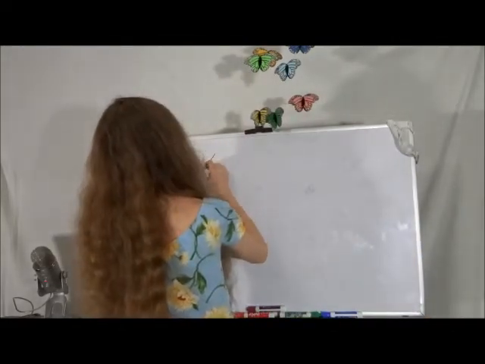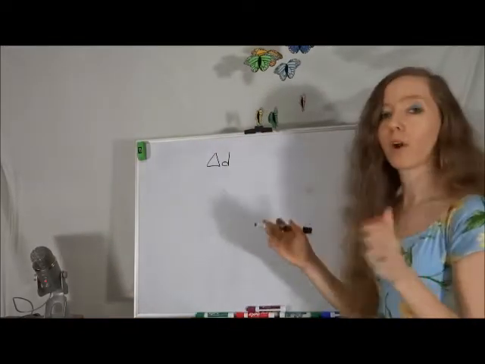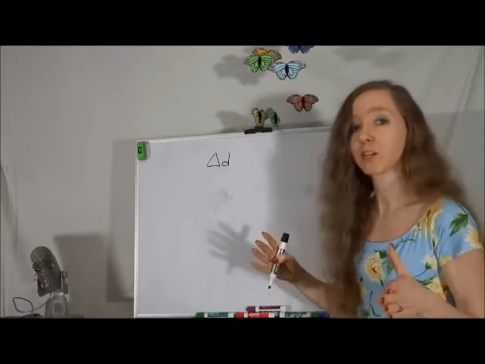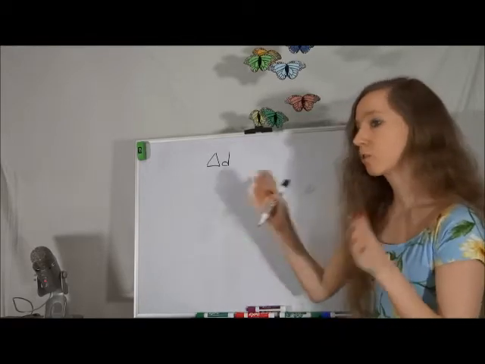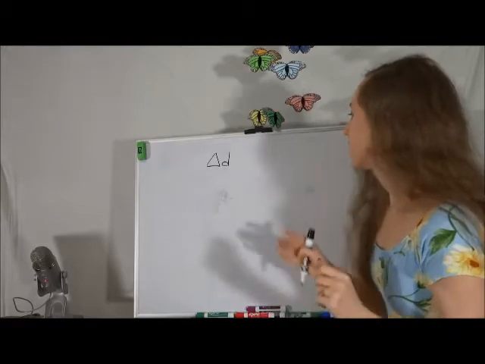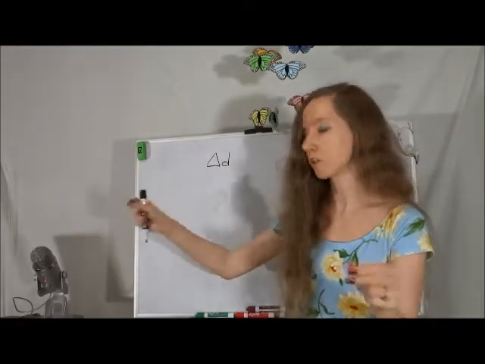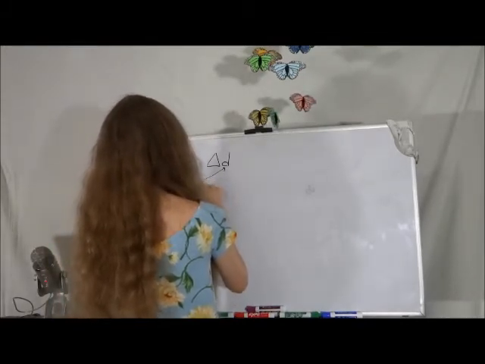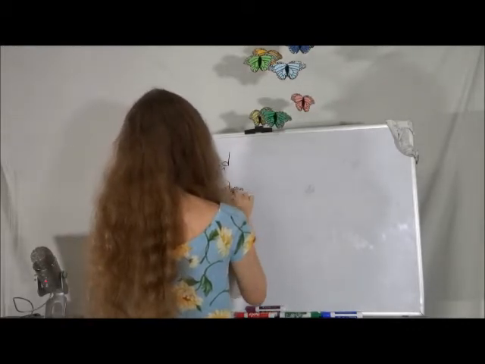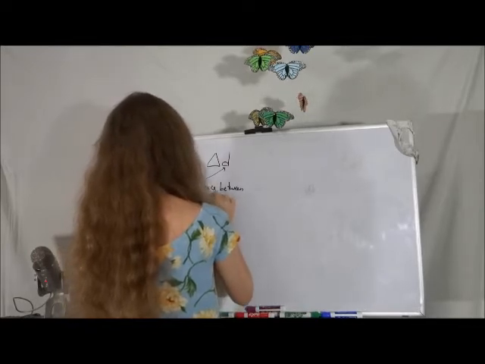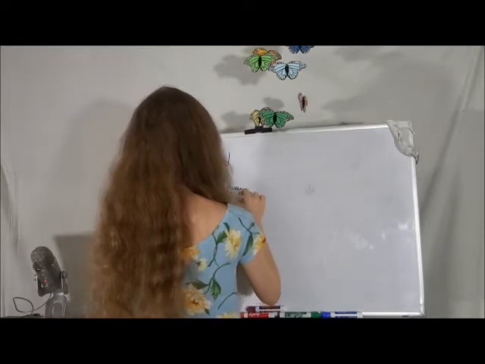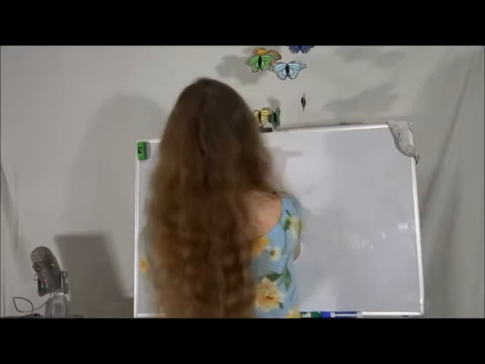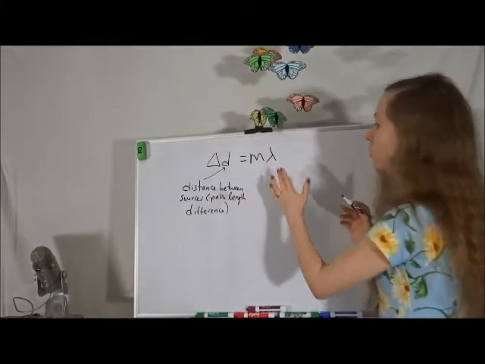Well, it turns out that if our path length distance, so delta D, the distance between our two speakers, and it doesn't have to be speakers, if you had two cats, let's say, and somehow they were meowing at the exact same frequency and amplitude, or you could have two clarinets at the exact same frequency, those could also be your sounds. So delta D is just the distance between your two sources of sound, which is also referred to as the path length distance. For constructive interference, it's going to be equal to any integer multiple of our wavelength.